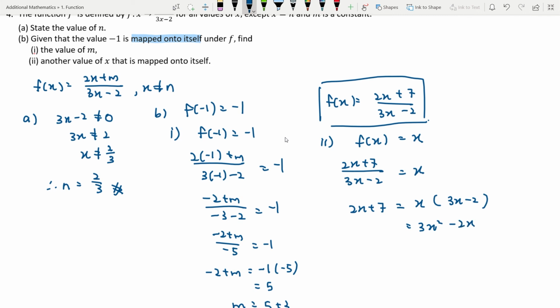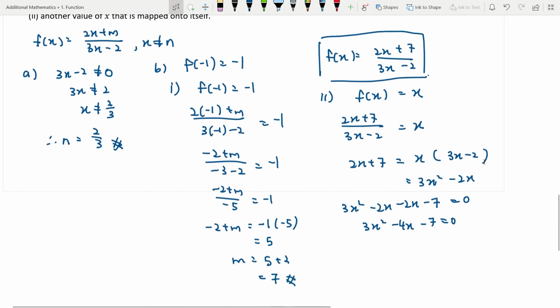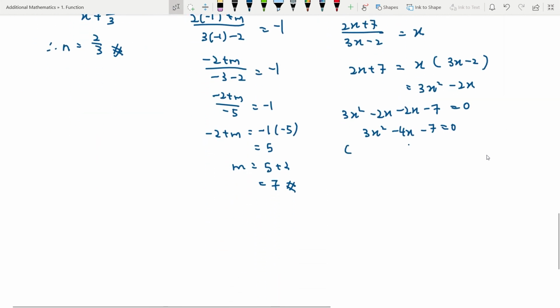Again, this is a quadratic equation because we have x squared, x, and a constant. We bring all the terms to one side and let it be 0. Since we have a positive 3x squared at our right side, I'm going to bring the 2x plus 7 to the right side as well. 3x squared minus 2x minus 2x minus 7 equal to 0. 3x squared minus 4x minus 7 equal to 0. Then we factorize the equation.